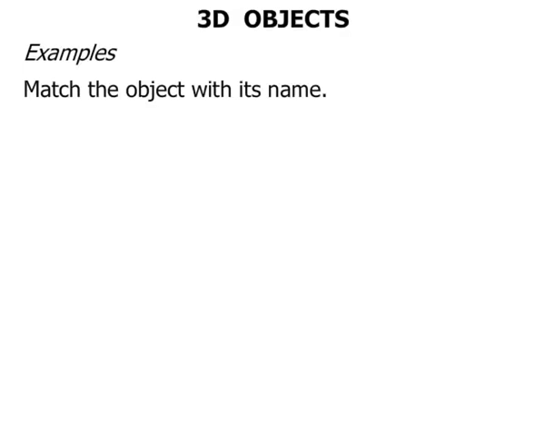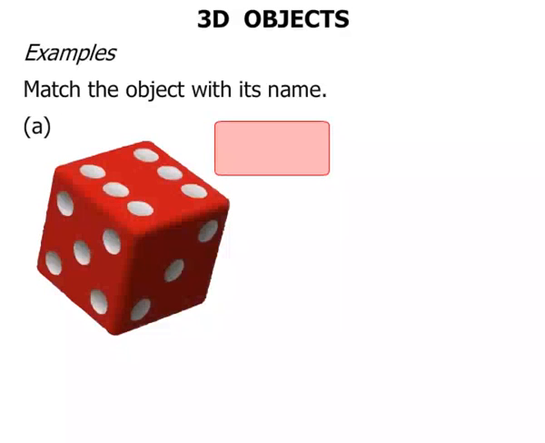In this lesson we do some work on 3D objects. Examples. Match the object with its name. So the first one we've got there is a die. Notice I didn't say dice, because dice is if you've got two or more. But if you've just got one of them, it's a die.